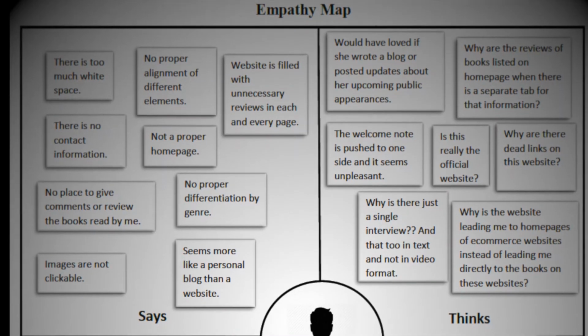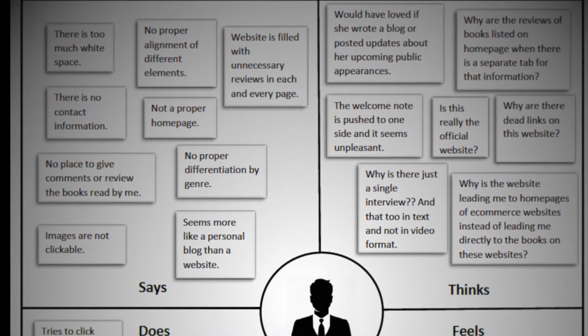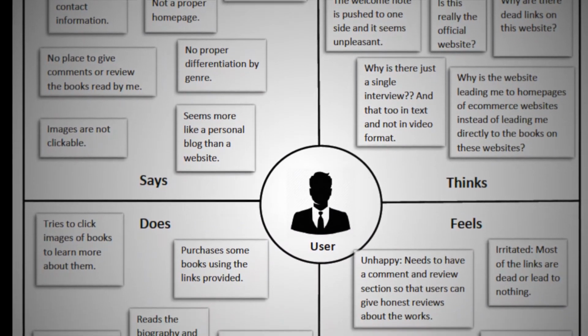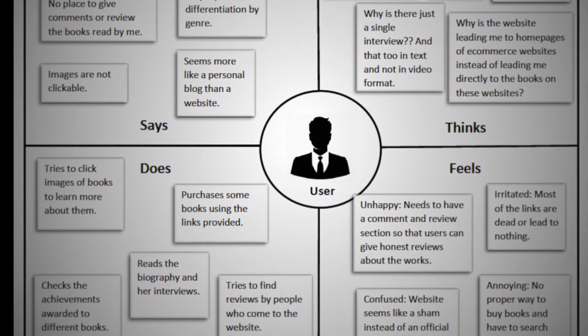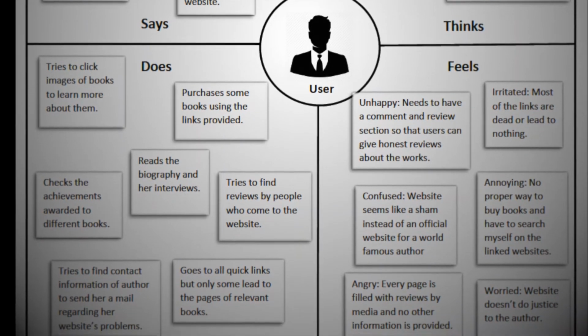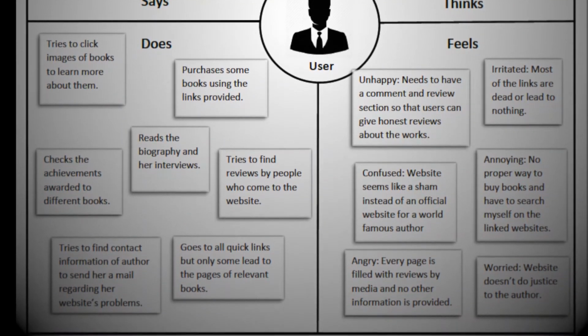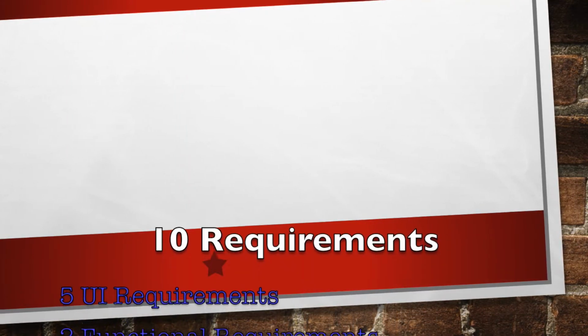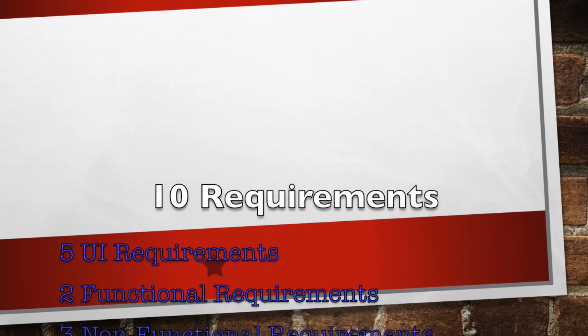And then we created an empathy map. An empathy map gives us a deeper insight into their customers. Then we divided the empathy map into 4 parts: says, thinks, does, and feels. Then with the help of the empathy map, we created 10 requirements. From the 10 requirements, we created 5 UI requirements, 2 functional and 3 non-functional requirements.